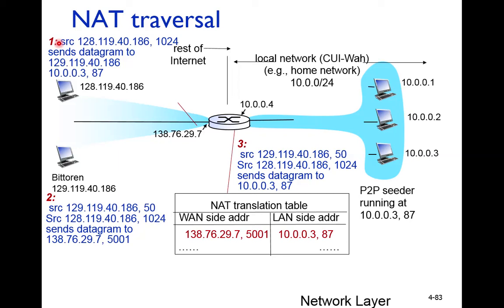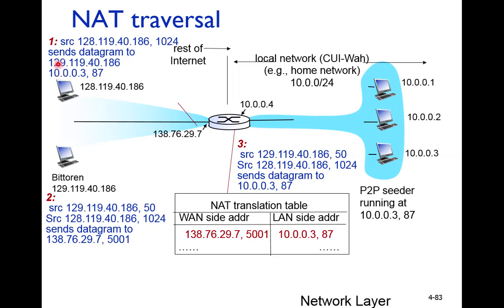So if this machine wants to access that machine, which is in the local network behind the NAT, how does it do that? First, it sends the data to this BitTorrent. The source IP address will be the IP address of this machine, and suppose this is the source port number. It sends the datagram to 129, this machine, and also indicates that this data is for this machine.